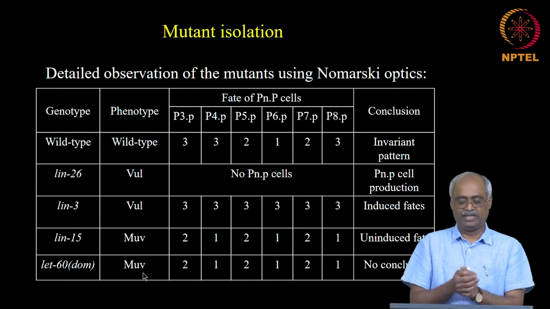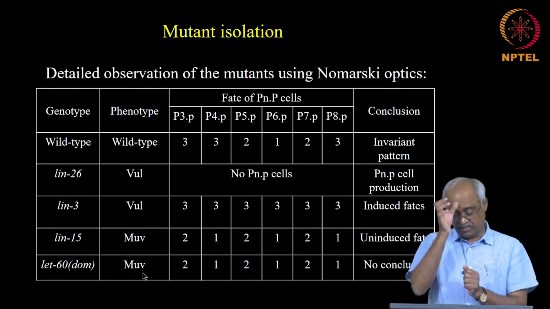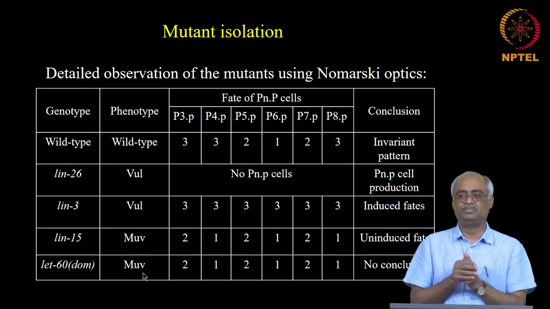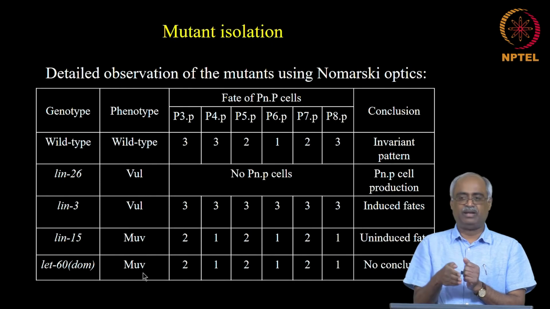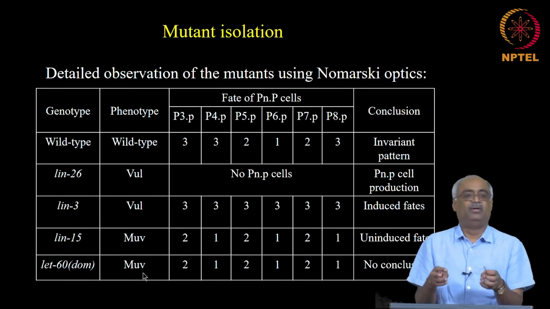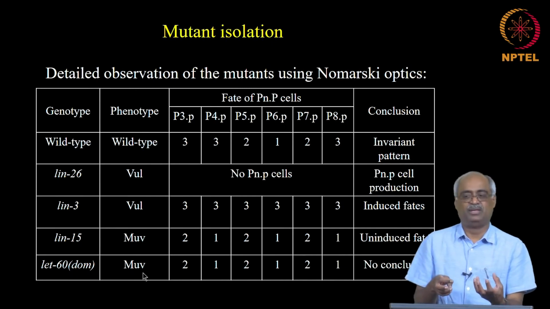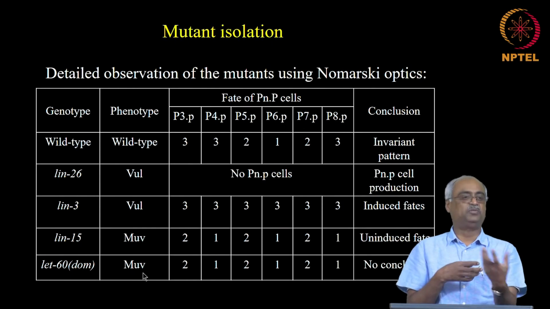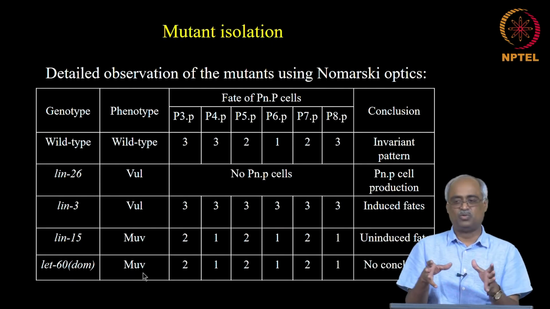So, a person by the name Nomarski came up with a method. This uses several lenses and optical components in the microscope, such that the differences in the refractive indices of the different cellular components, let us say the nucleoplasm has a different refractive index compared to the cytoplasm or the nuclear membrane or mitochondria and so on.